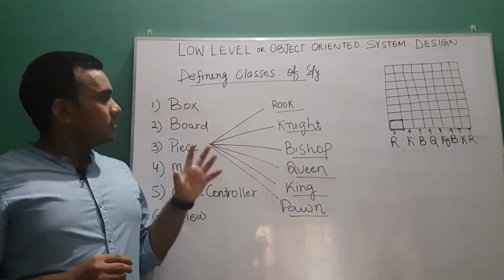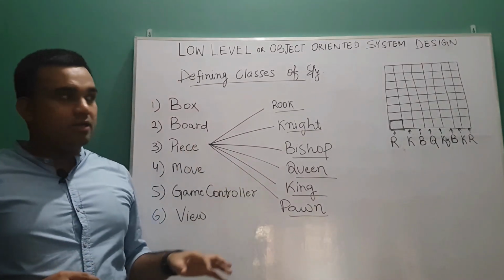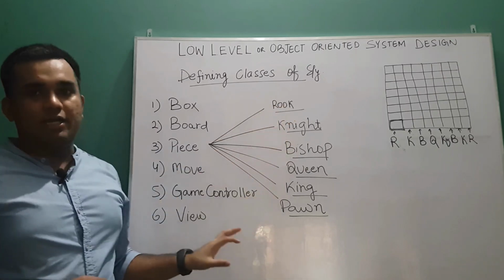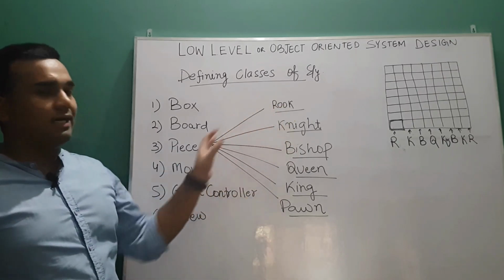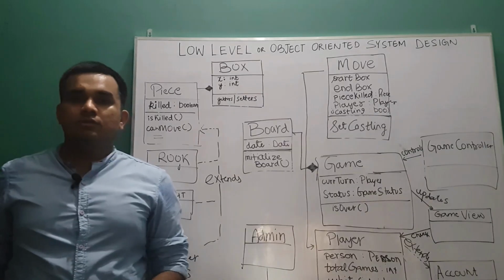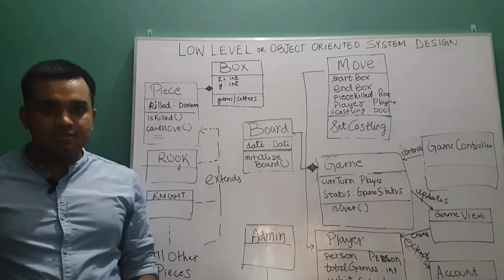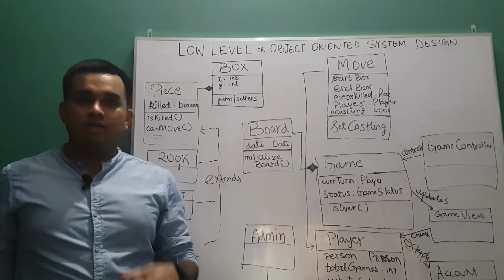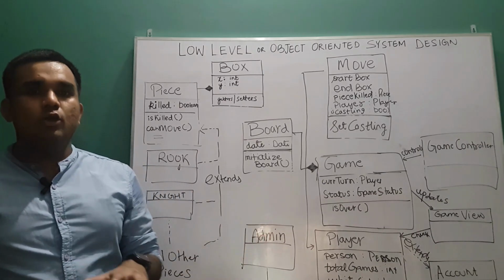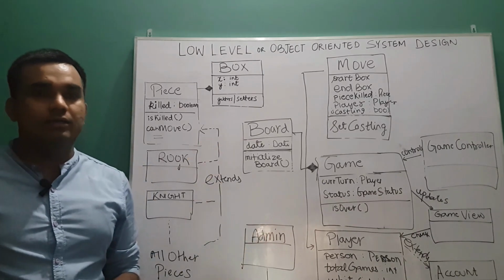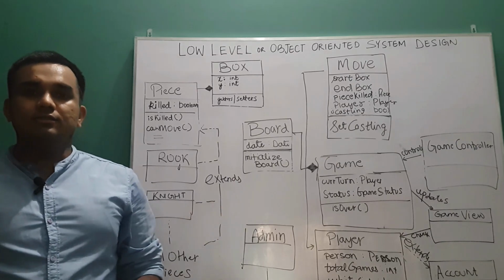Now we will design a class diagram, and we will see what all the attributes are and how these classes are related to each other. Now guys, I have created this class diagram for our chess system. Let's have a quick look at this. Pause the video and see what all the classes are and how they are related, and let's discuss.